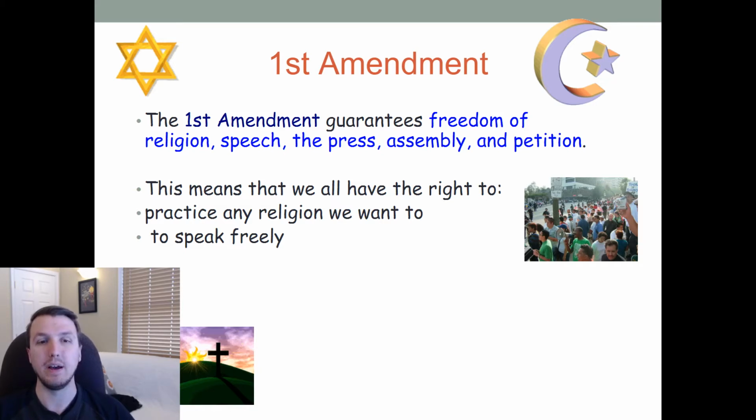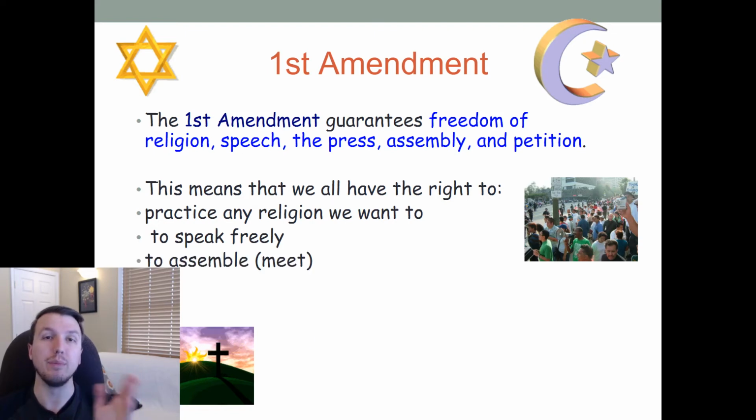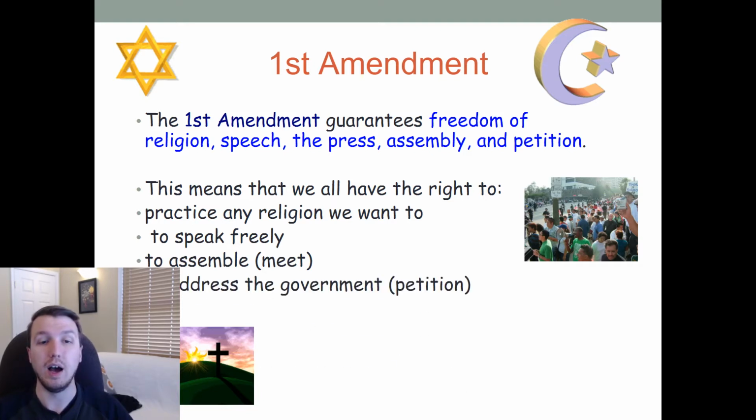So I wouldn't say to speak freely is boilerplate. You can say whatever you want, whenever you want. But there are some stipulations to it. We can meet and assemble whenever we want. You can petition the government without fear of reprimands. You can know that you're not going to get in trouble for complaining about the government. You guys know that. We hear it all the time.